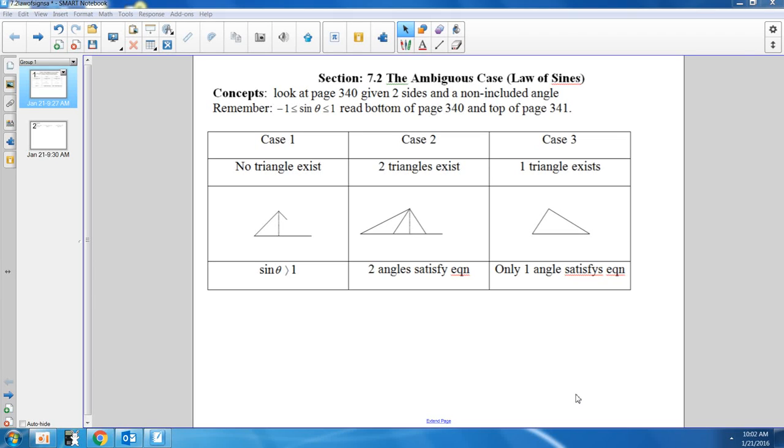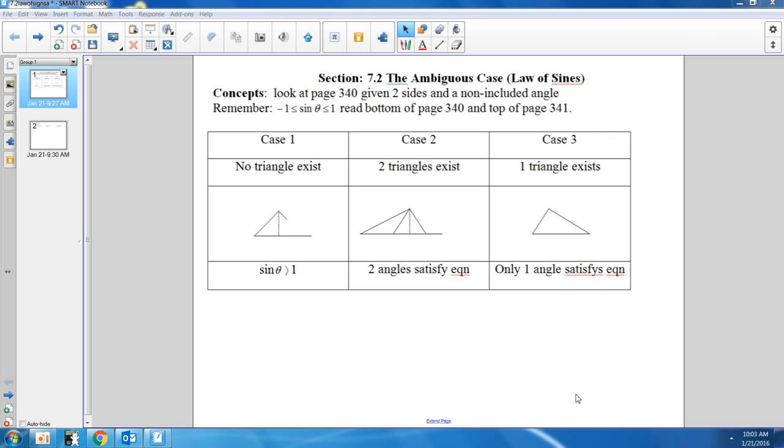So we have the next section, 7.2, which continues with the law of sines. And if you turn your books to this page, which is on page 344, you're going to see that it looks very complicated. You're going to see that you have different cases where you're talking about angles, and you're talking about sides, and you're talking about heights of the triangles.